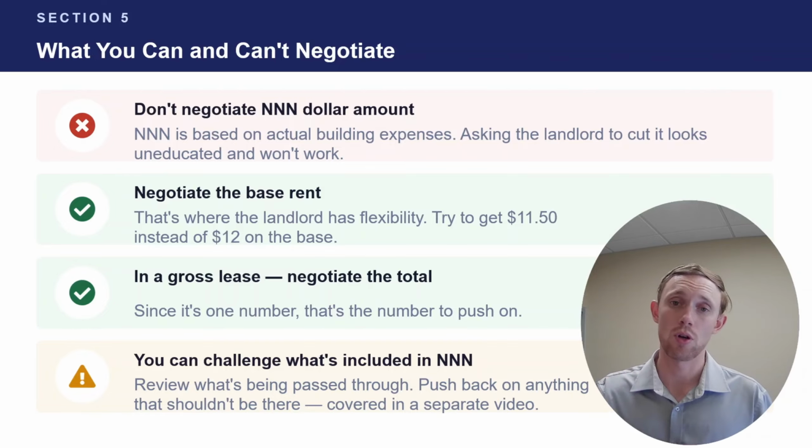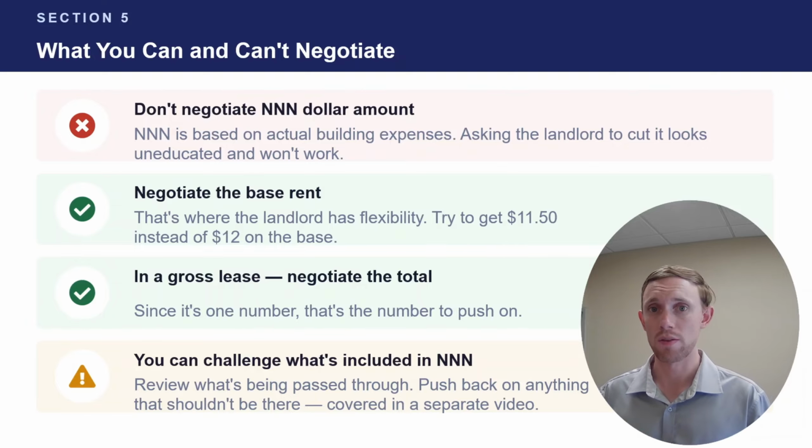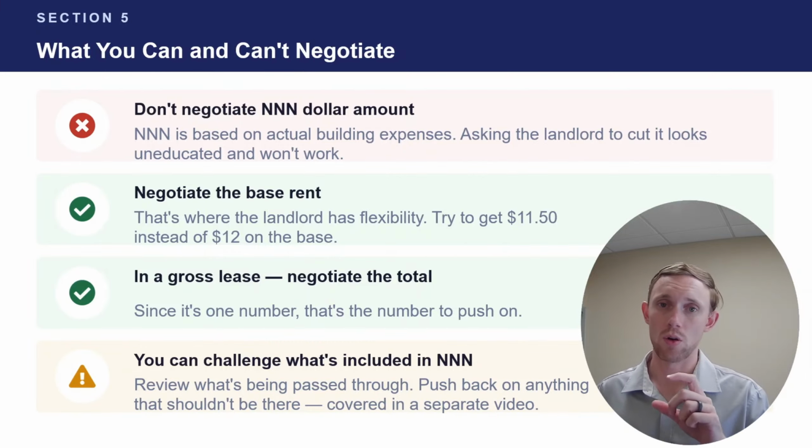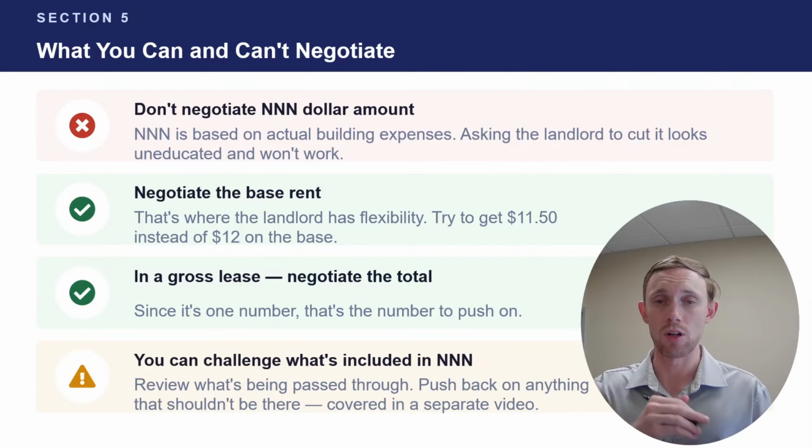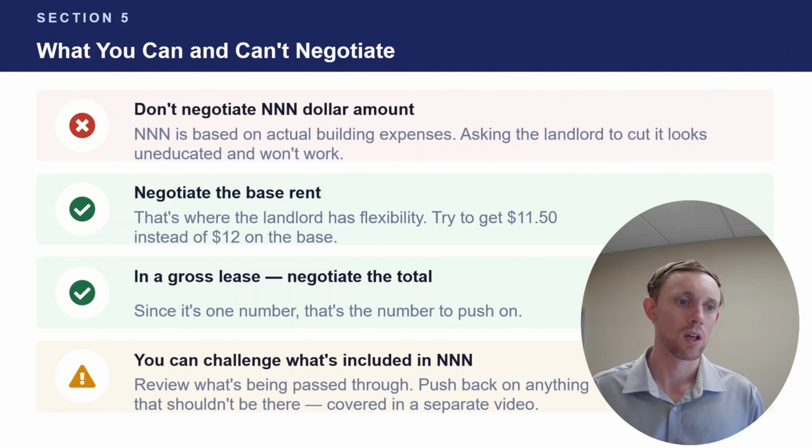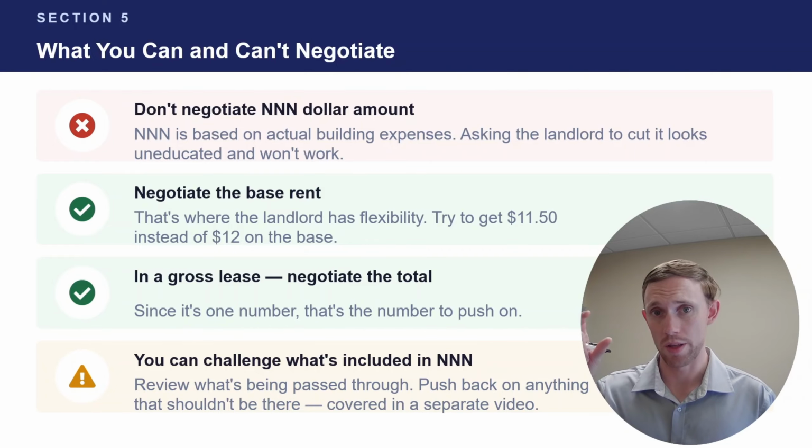What you can do is try to negotiate the base rent. So instead of trying to negotiate down the triple net, you try and negotiate down the base rent. So ask for $11 a square foot base instead of 12, not 2 and 3. It just doesn't work. It doesn't make sense. You look foolish doing it. So yeah, negotiate the base rent. If it's a gross lease, then you can just negotiate the total because again, that landlord is just baking those costs in. So then you would negotiate the total.